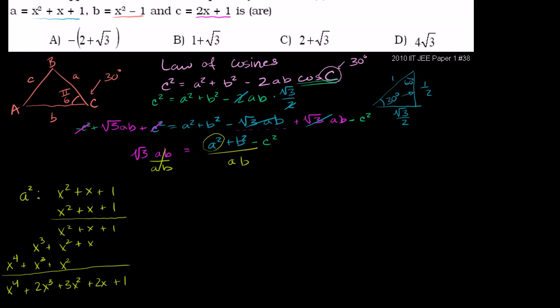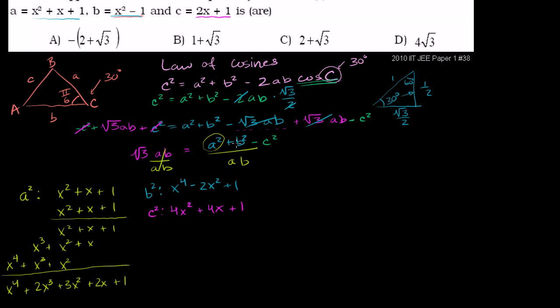What's b squared? That looks a little bit more straightforward. So b squared is going to be, well, that squared is just x to the fourth minus 2x squared plus 1. And then c squared, that's more straightforward. So at least they weren't as painful as this. C squared is going to be 4x squared plus 4x, 2 times the product of these two. So plus 4x plus 1.